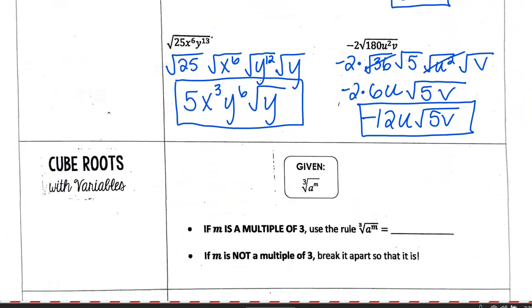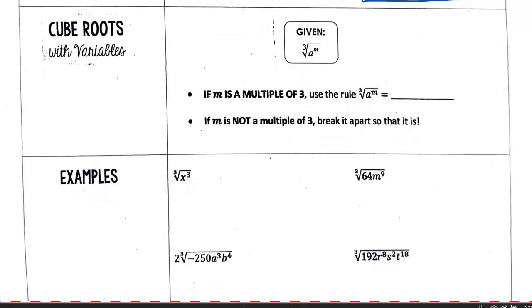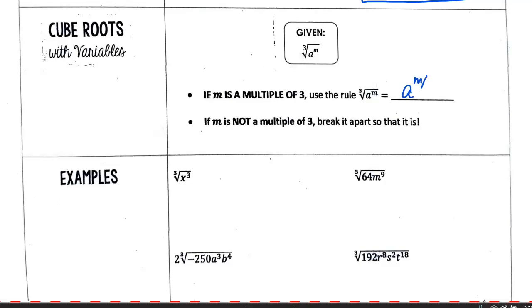All right, so what about cube roots? Well, we said that with square roots the variable had to be divisible by 2. And so for cube roots, m must be a multiple of 3. And we use the rule a to the m divided by 3. If it's not a multiple of 3, break it apart so that it is. And then remember, we always can have those leftovers. All right, so let's look at our examples.